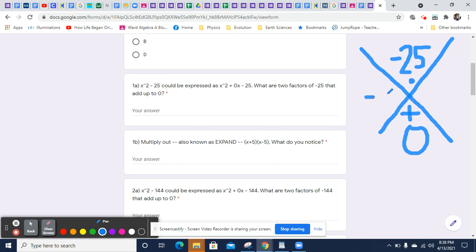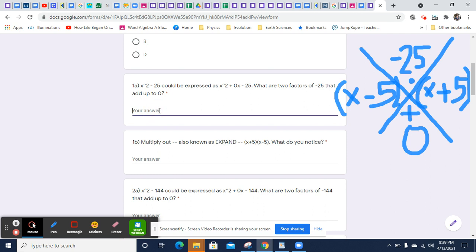One will be negative and one will be positive, and they will be negative 5 and 5. Because 5 plus negative 5 equals 0, and 5 times negative 5 equals negative 25. And then, of course, we can just put an x here and an x here. And now you've got two linear factors right there. That's a linear factor. That's a linear factor. Linear binomials because they have 2 terms in them. And there you have it. So the two factors would be negative 5 and 5.